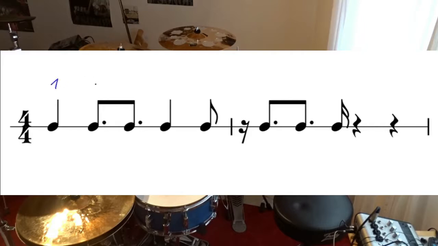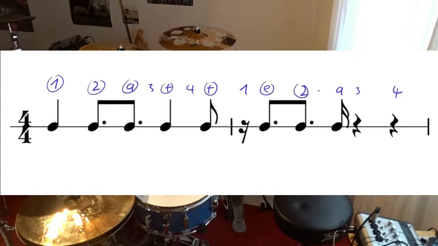We start at 1, then this is 2, this is 2A, then this is on 3, and this is on 4, and then here's the 1 of the next bar, and this is 1, E, and A, so this is 2. Then we have E, and so this is 2A, and here's 3 and 4. So we play on 1, 2, A, and E, 2, A.